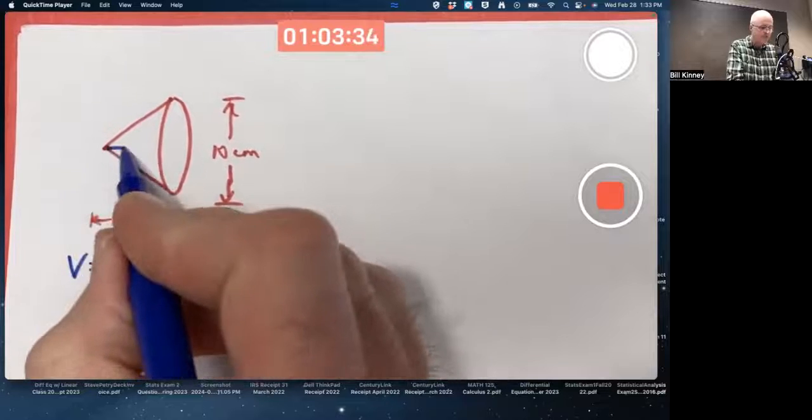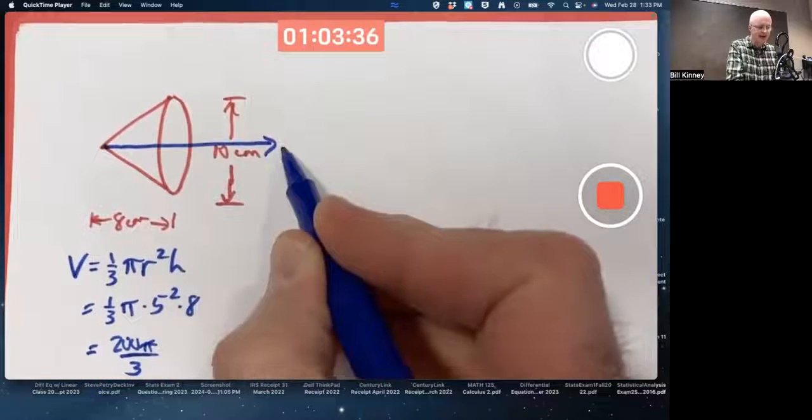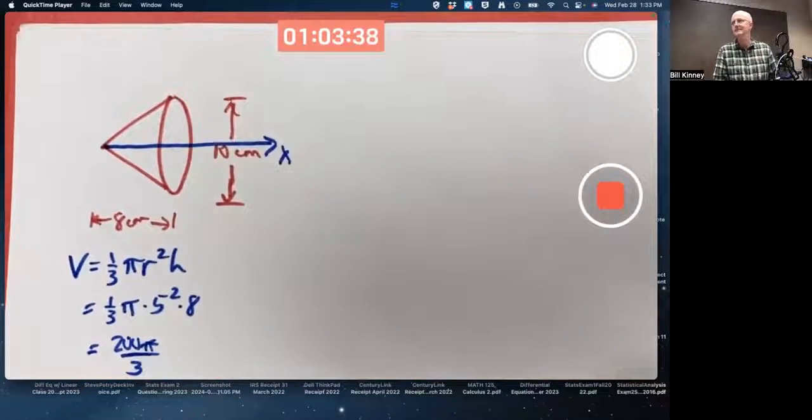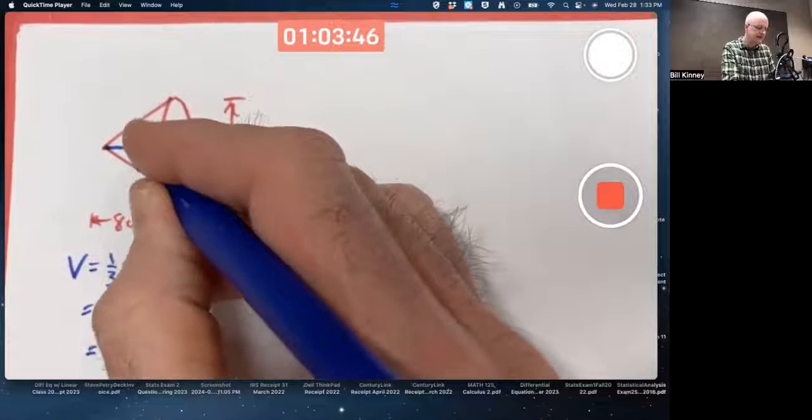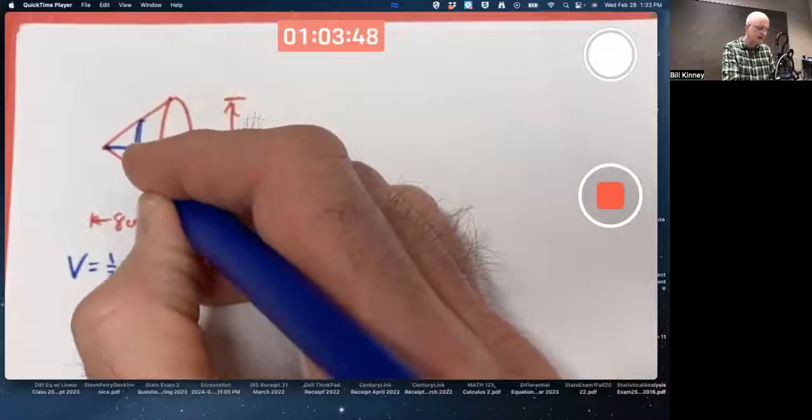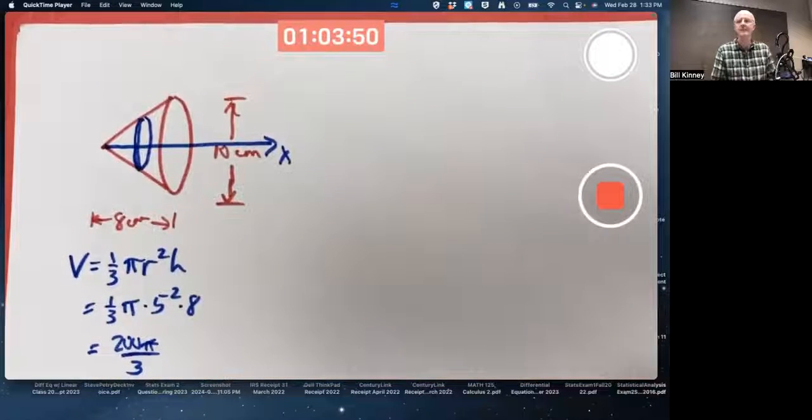You can, if it's helpful, put an axis in here like an x-axis. It's actually not absolutely necessary, but I think it's probably helpful. And imagine slicing this into thin slices that look about like this. Thin wafers, you might call them, like communion wafers or something, or really, really thin hockey pucks on their side.